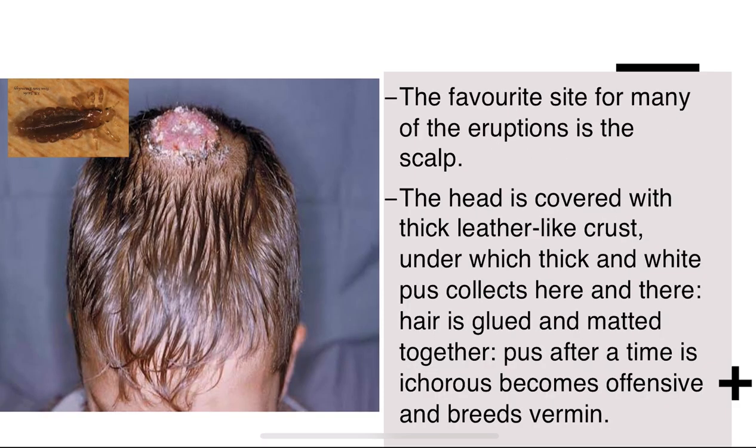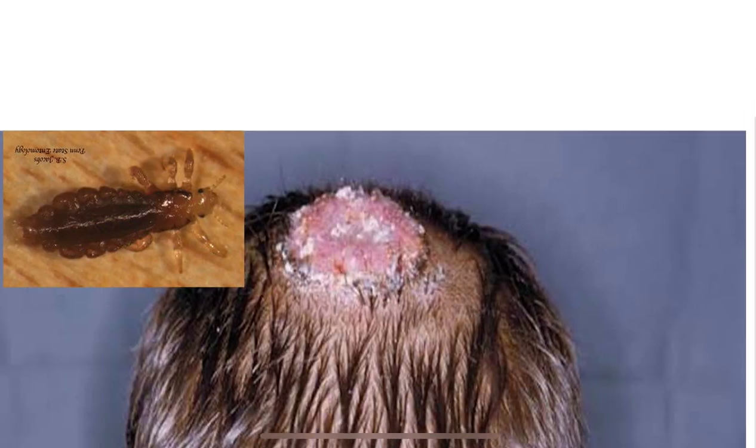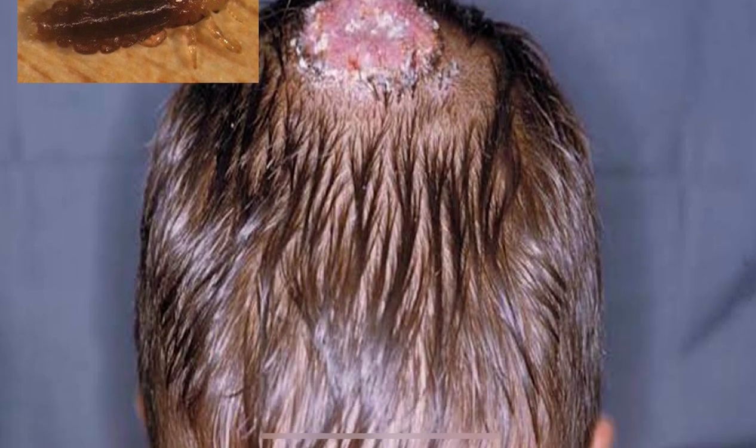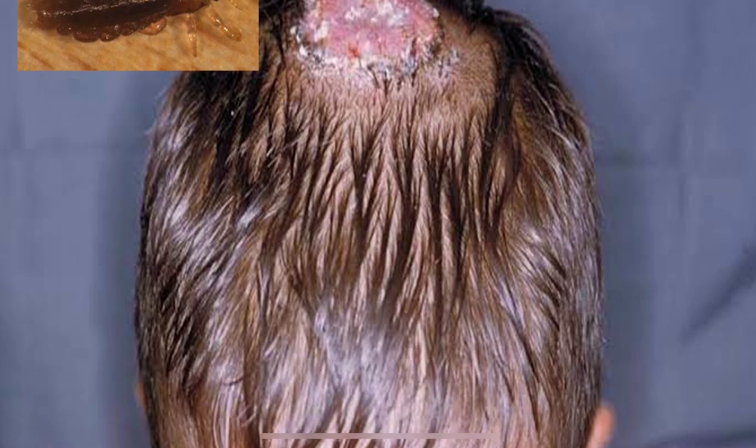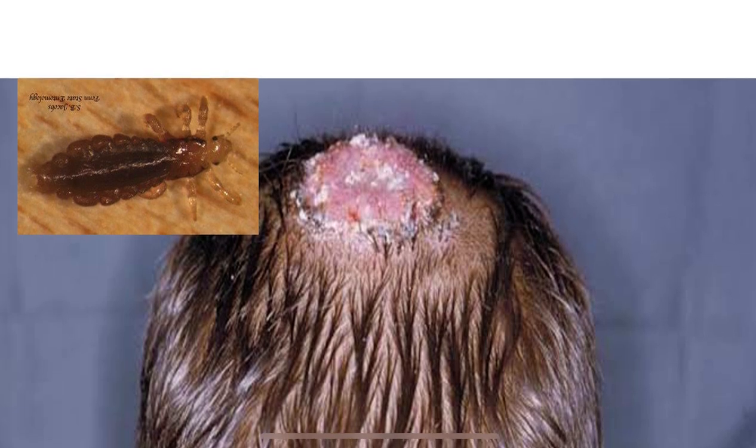Moving further, the favorite site for many of the eruptions in eczema is the scalp. You can see in the picture here. The head will be covered with a thick leather-like crust. We saw it in the guiding symptoms. Under the crust, there will be thick and white pus collecting. And the hair is glued and matted together.